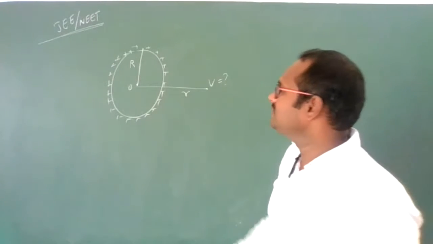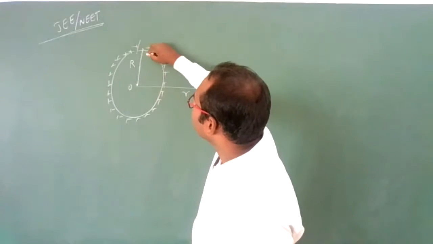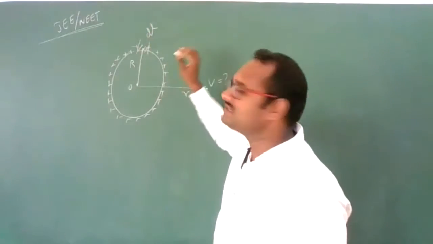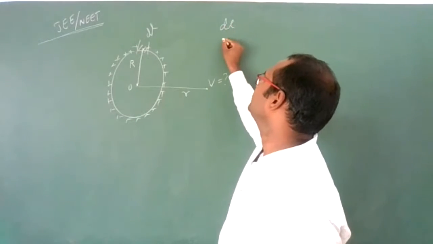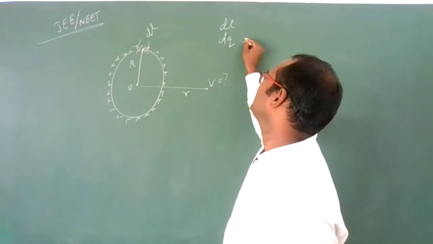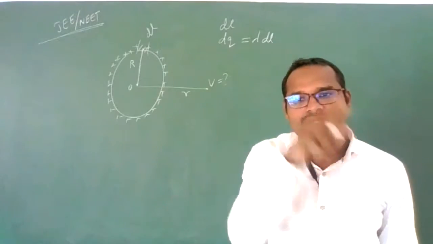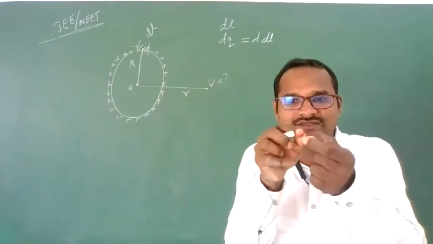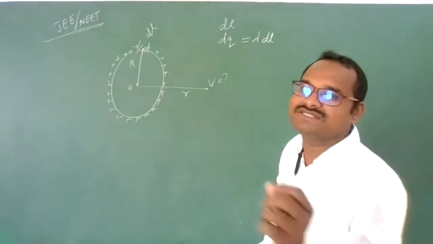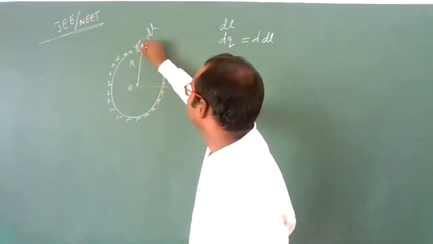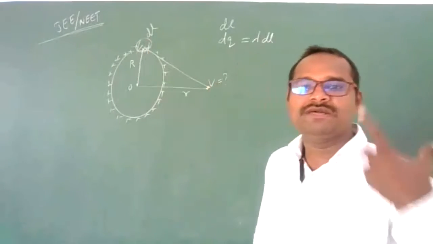Let us divide this total ring into a small elementary part of length dl. In this length dl, how much charge will be there? That charge is dq, which can be written as lambda into dl. Because it is a ring, the charge resides only along the length, so we need to consider linear charge density. Now, due to this, what will be the potential at this distance?